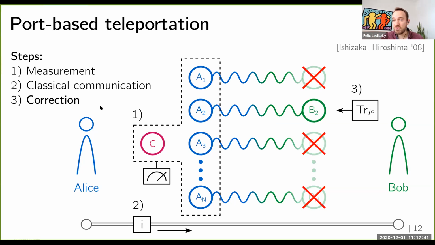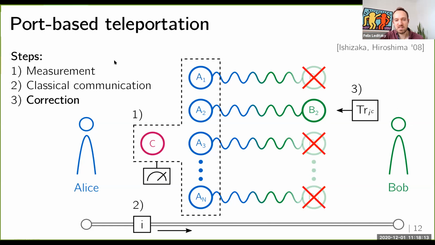She gets some outcome from that measurement. She again tells Bob that measurement outcome. And in port-based teleportation, this outcome is just one of the numbers 1 through n. So you can think of it as labeling one of these ports. And once Bob receives the label that Alice got in her measurement, Bob simply discards all but the ith port if he got the label i. Okay, so here the label i is equal to 2.